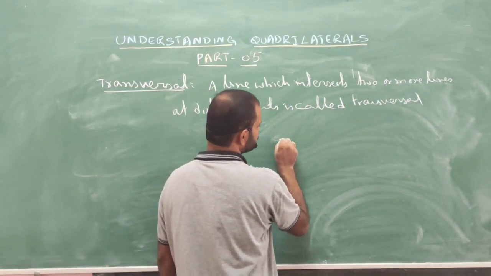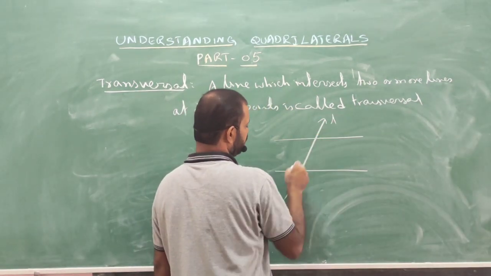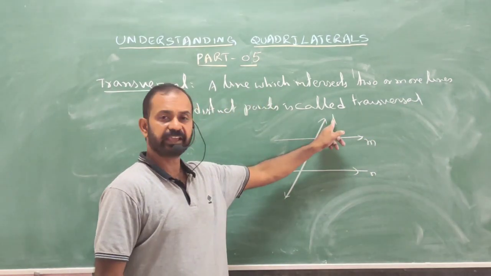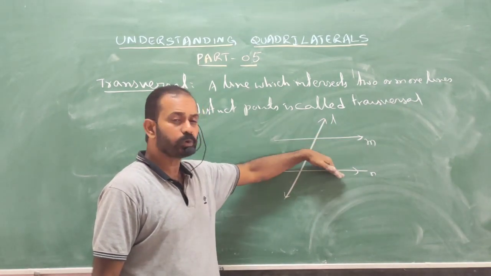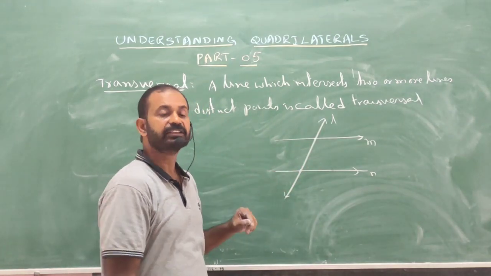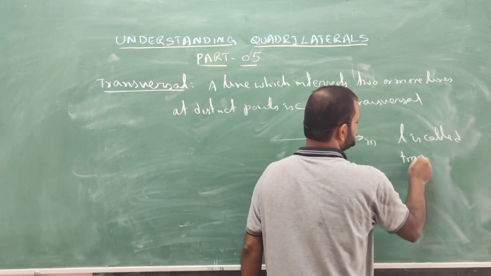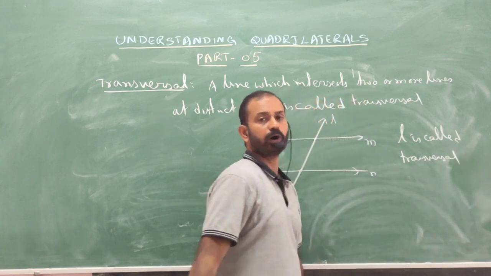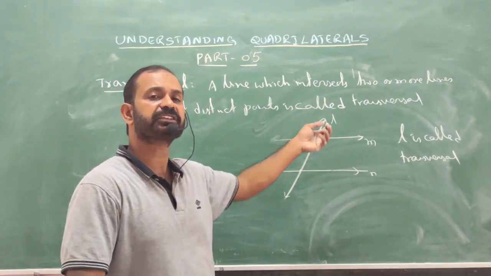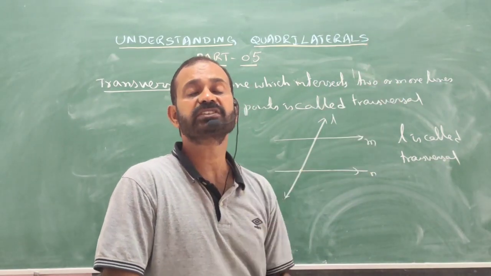Now, how is it? This is L, and this is M, and it is N. If L is a line intersecting two lines at distinct points, then L is called a transversal. L is called a transversal because it is intersecting two or more lines at distinct points. Whenever a transversal intersects two or more lines, we should know the properties of this transversal.